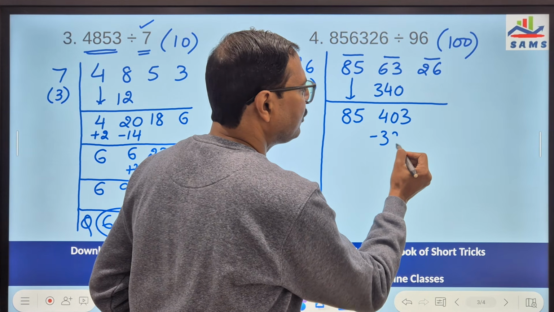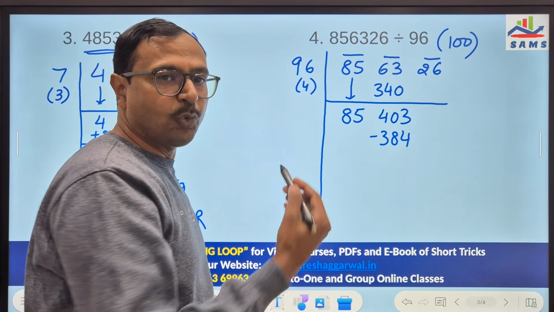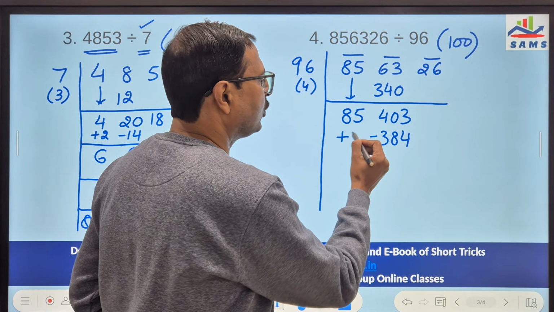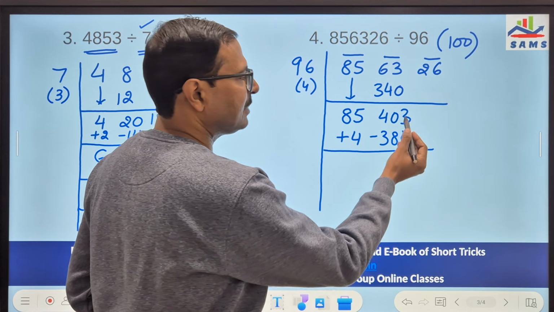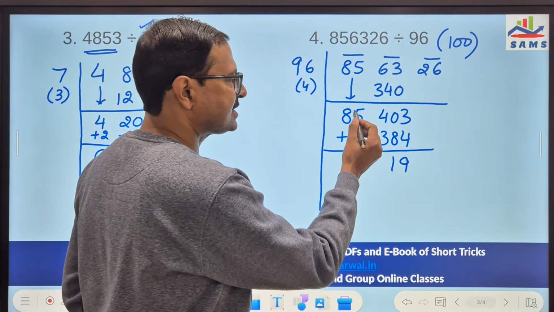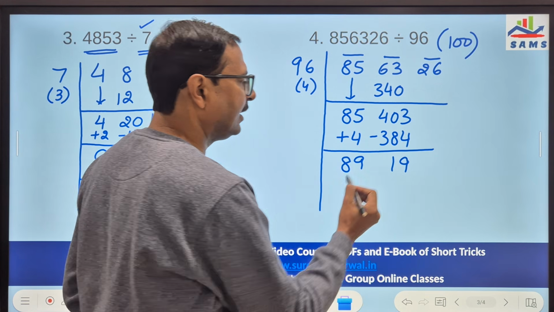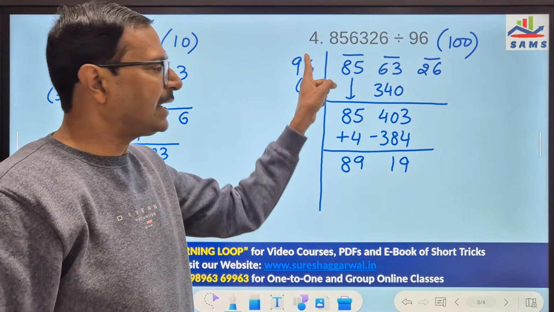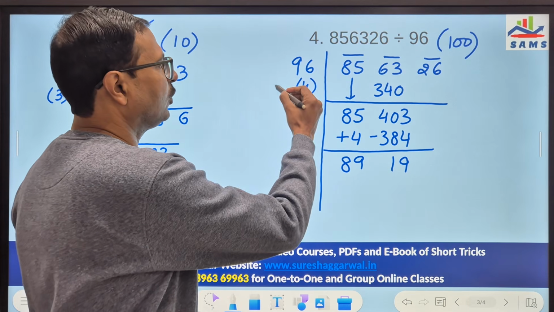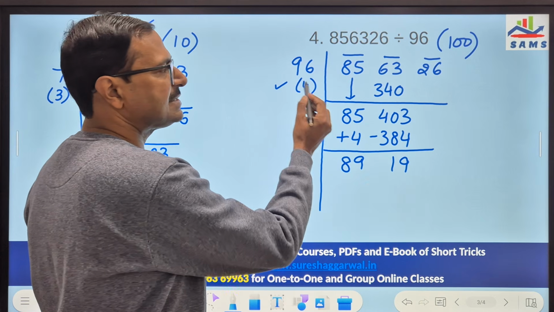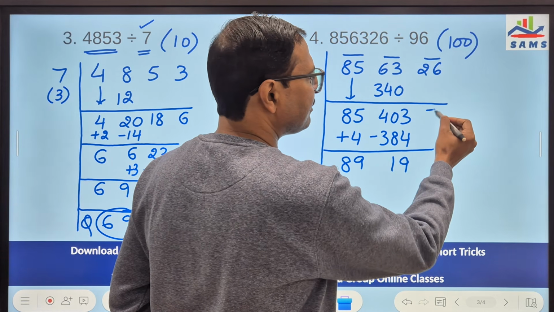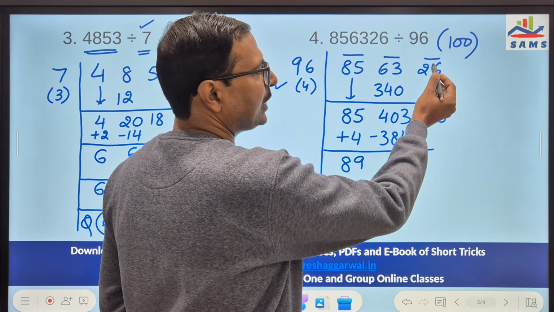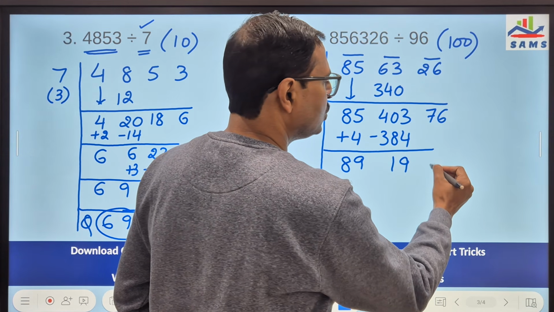So minus 384. And because I am subtracting 4 multiples, I will add 4 to the previous number. So what do I get here now? This is 16 plus 3, 19, and this comes out to be 89. Now you can see 19 is smaller than 96. So deficit 4 multiplied by 19 is 76, which I have to write below 26 here. So 76. Now 26 plus 76 is 102.